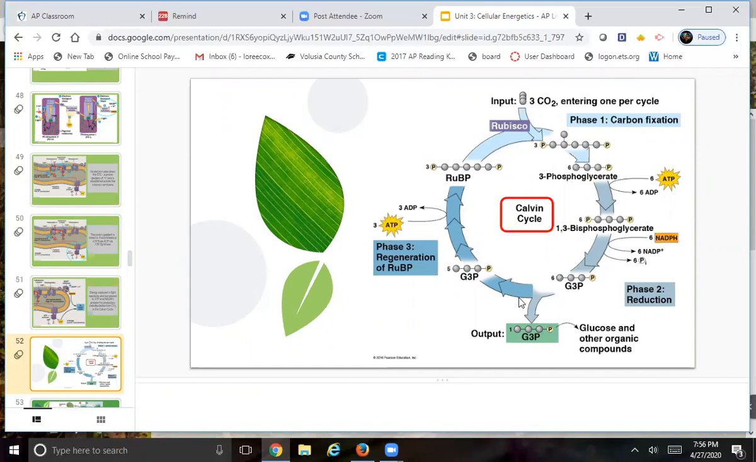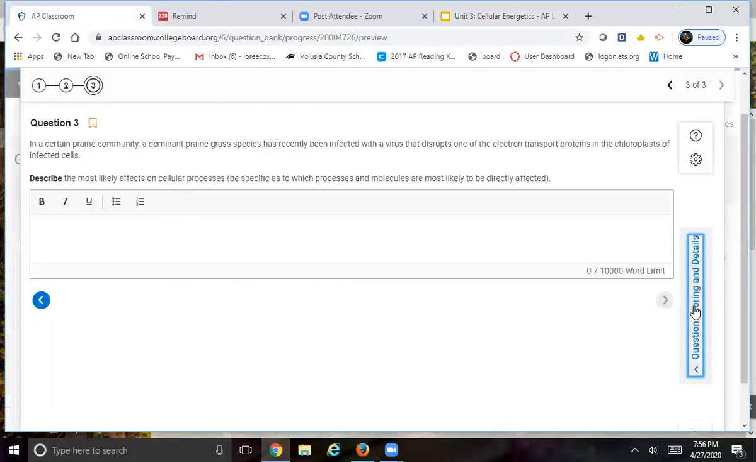What are we not going to generate? What's generated by the Calvin cycle? We're not going to generate glucose, right? So glucose would not be generated in this process. Right? Okay, so that's a big component here with the glucose missing.